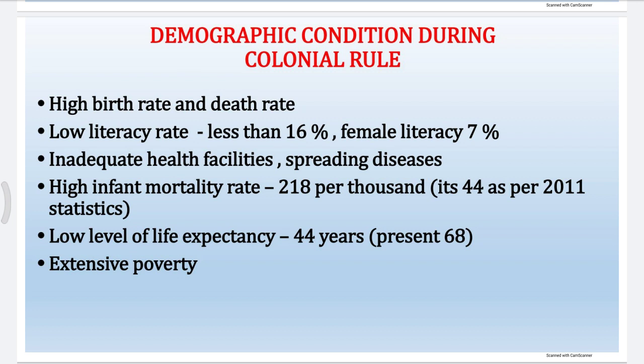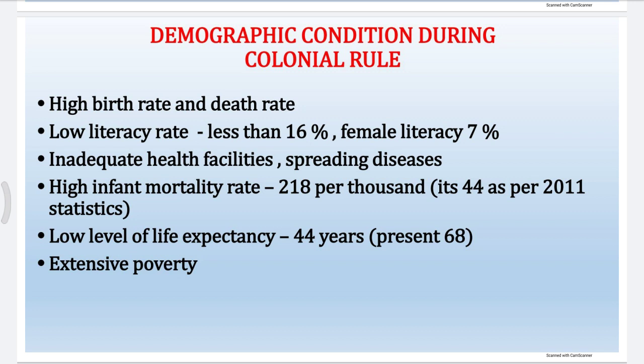What is infant mortality rate? Infant mortality rate refers to the number of infants dying before they reach 1 year of age, per 1,000 live births in a year. In a year, suppose there are 1,000 births. How many of the infants die before they reach 1 year? This statistic is termed the infant mortality rate. It was very high under colonialism.